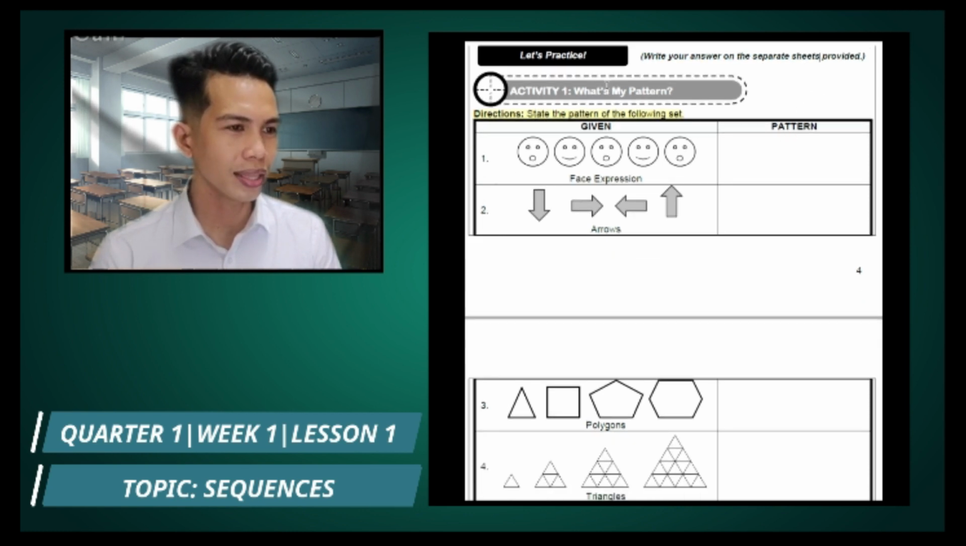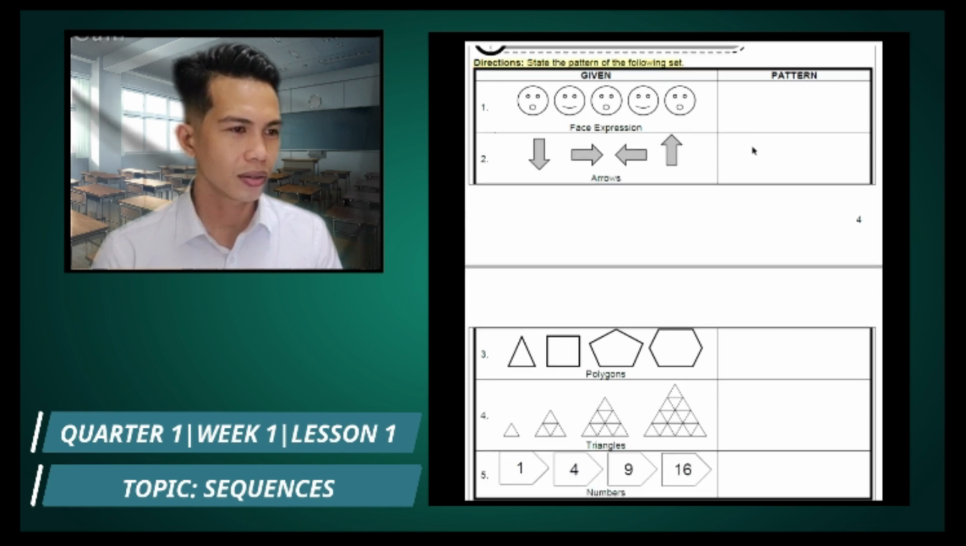For activity 1, what's my pattern? The direction is state the pattern of the following set. So we have 5 sets: phase expression, arrows, polygons, triangles, and numbers. You are going to write your answer stating the pattern of each set on the right side.